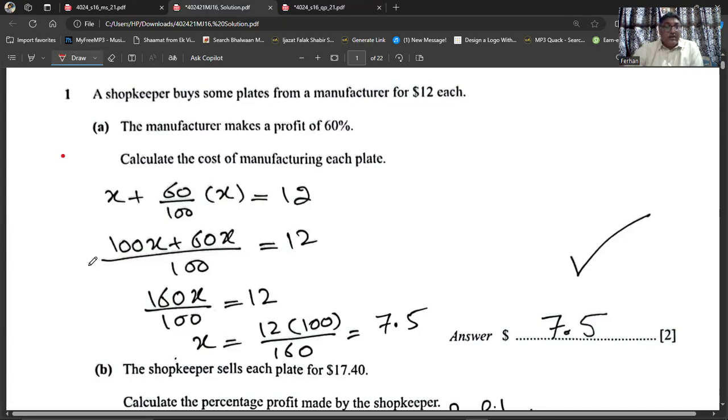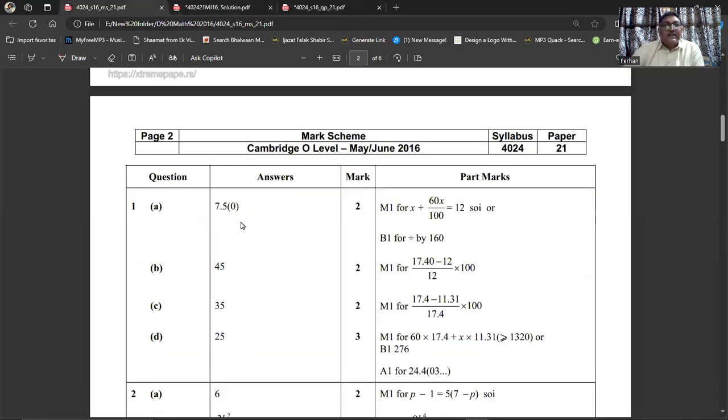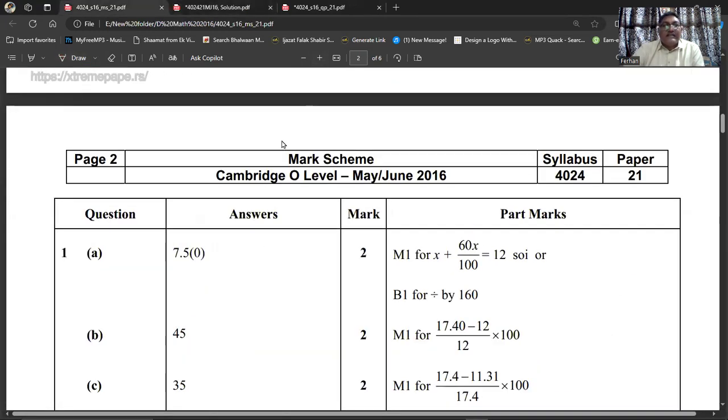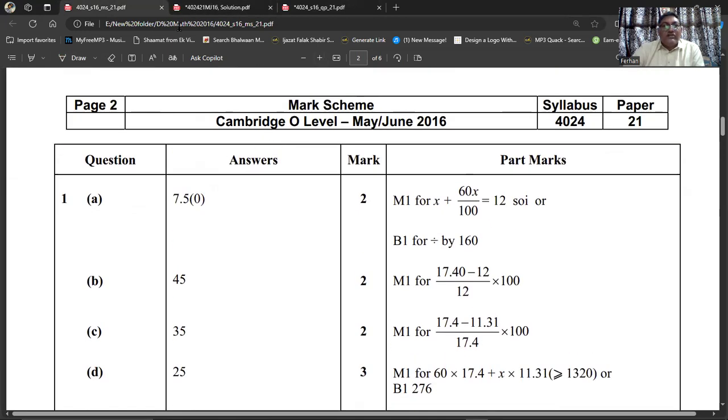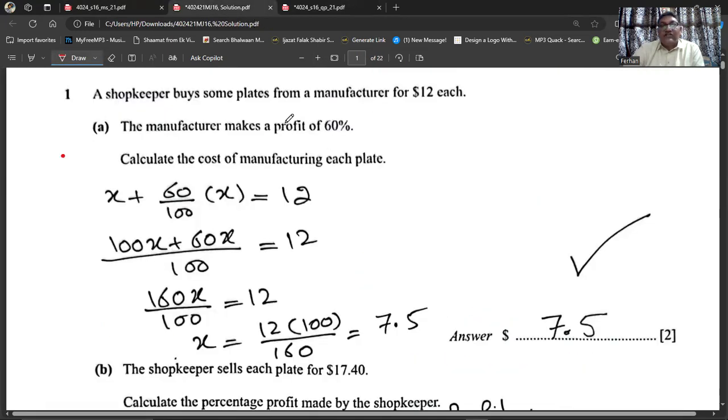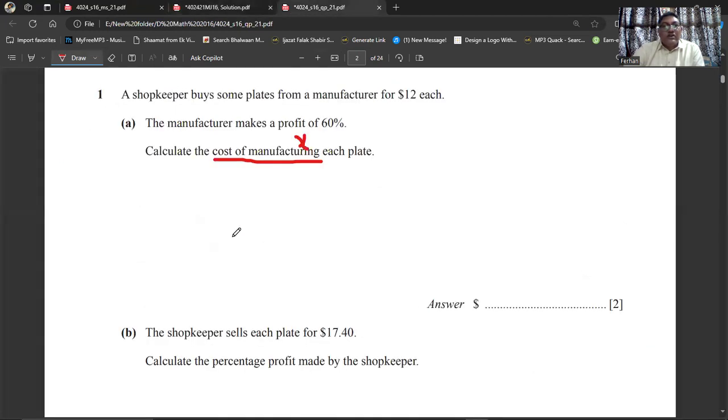So take the LCM here. It will be 100X plus 60X divided by 100 is equal to 12. So 160X divided by 100 is equal to 12. So X will be equal to 12 multiplied by 100 divided by 160. When you do this in your calculator, 12 multiply 100 divided by 160, your answer will be 7.5. So the cost of the manufacturing of each plate is $7.5. You can see on your screen that 7.5 is the right answer. This is the solution.